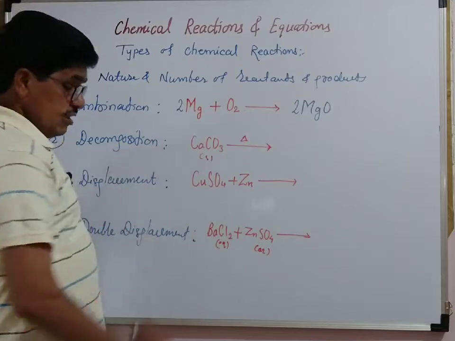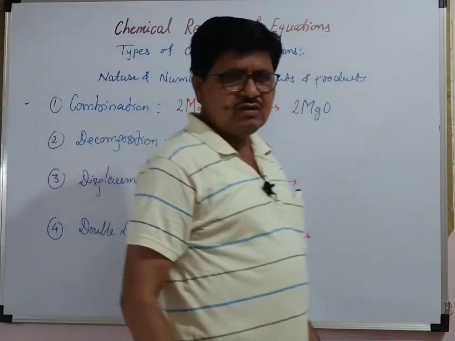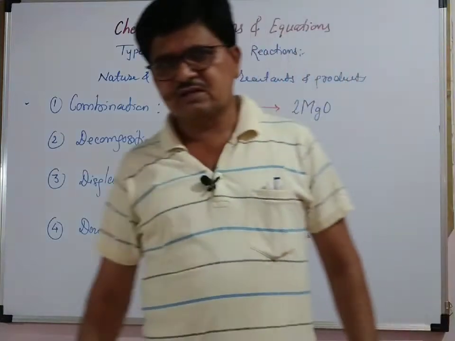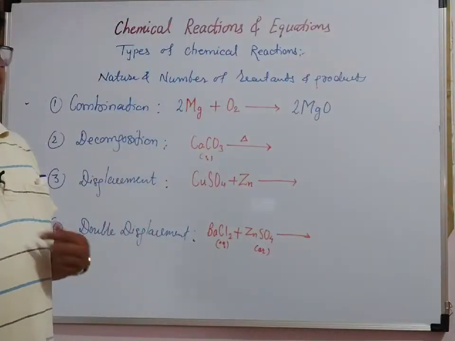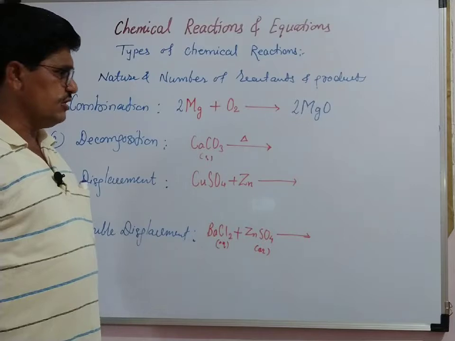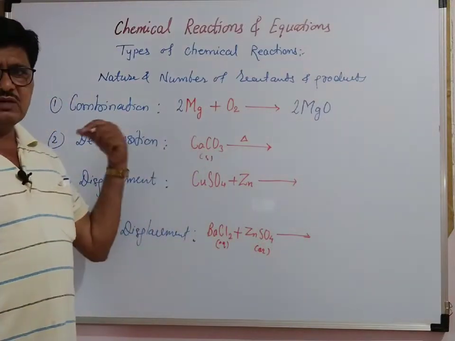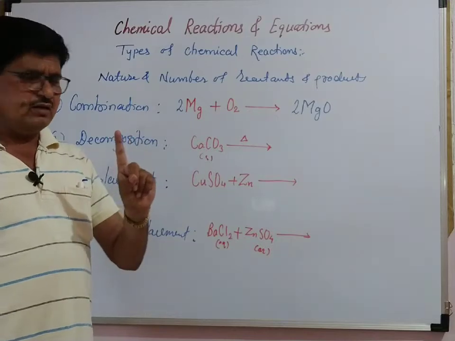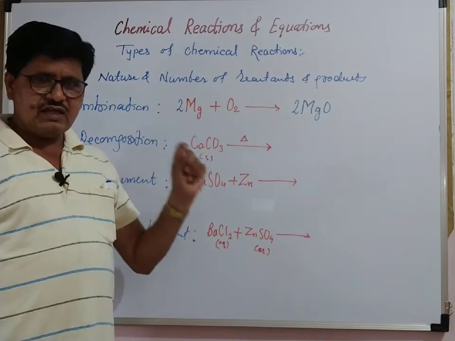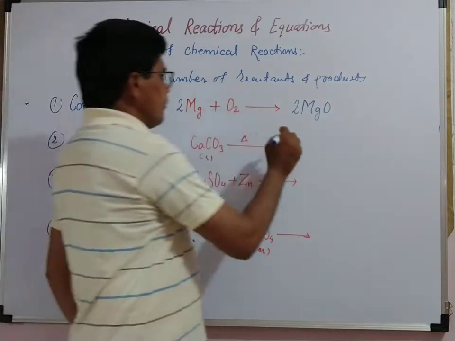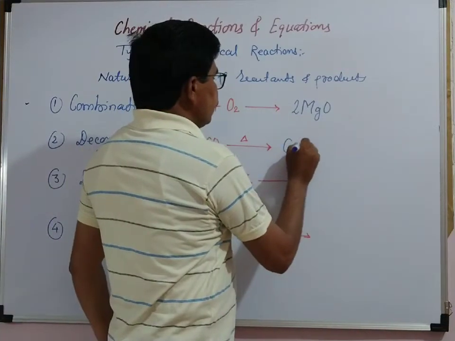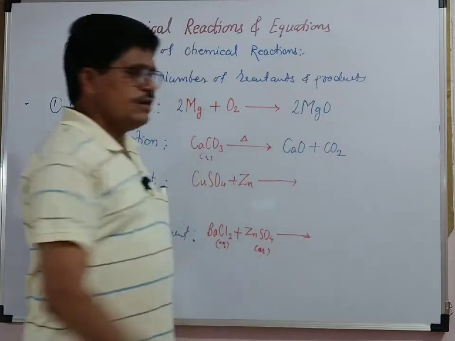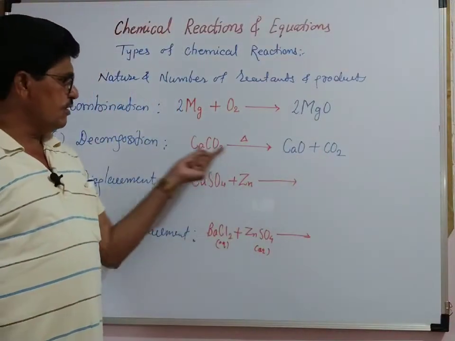Second, decomposition reaction. Decomposition means what? A single substance is split up into two or more substances, and that type of the chemical reaction is known as the decomposition reaction. For example, calcium carbonate. When we take the single reactant and burn the calcium carbonate, there is the formation of calcium oxide plus carbon dioxide. That means two products are formed.